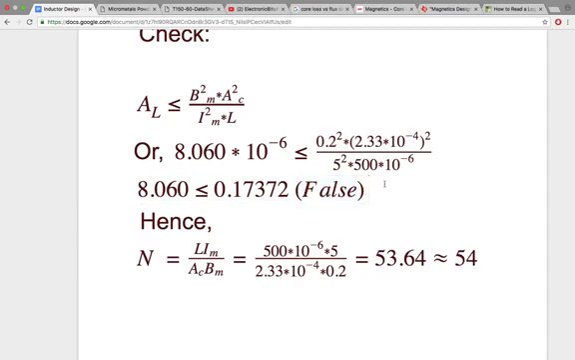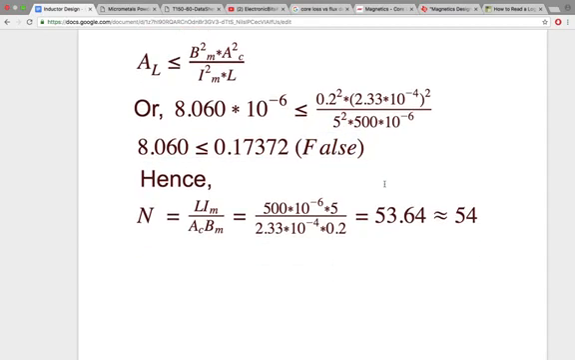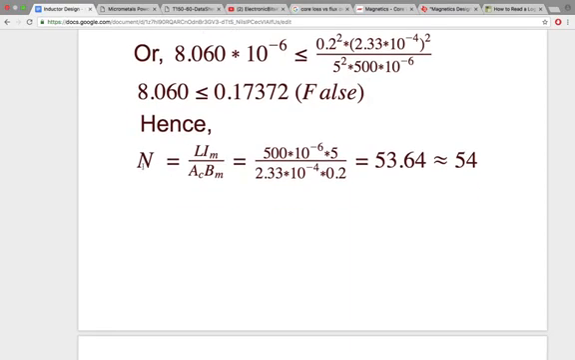That means we cannot use this AL formula. We'll see what happens if we use it. Hence, we have to use this Ampere's law formula, and you'll see that the number of turns comes out like 53.64. You can go ahead with the next integer number, that is 54.